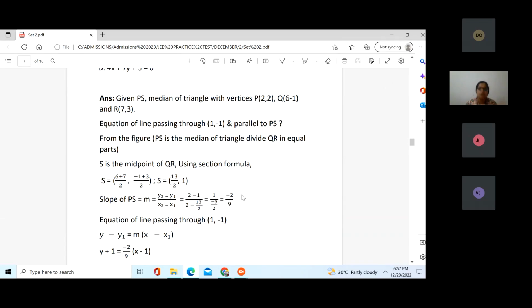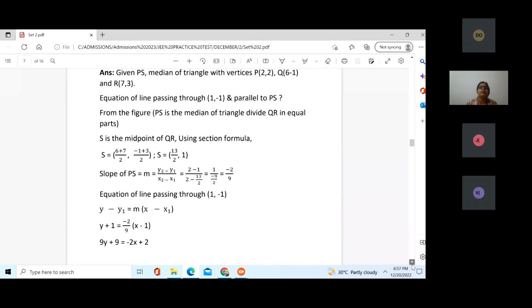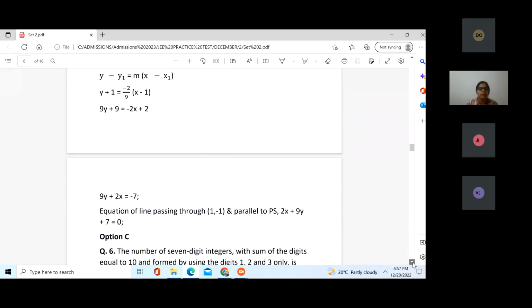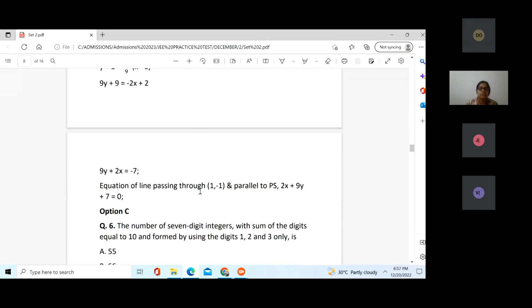Once I have the slope, I can use the formula for the equation. I need to find out the equation of the line which is passing through the point (1, -1). So I can use the formula y - y1 = m(x - x1). So this will be y + 1 = -2/9 (x - 1). So on solving, I'll be able to get the equation. The equation of the line passing through (1, -1) and parallel to PS will be 2x + 9y + 7 = 0.